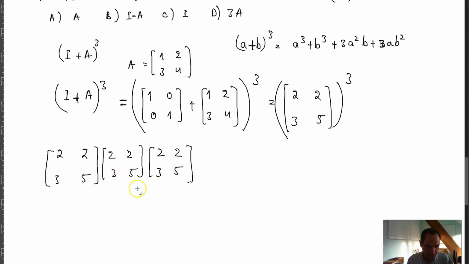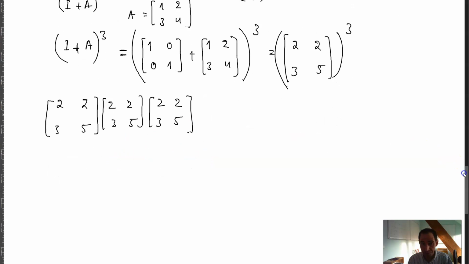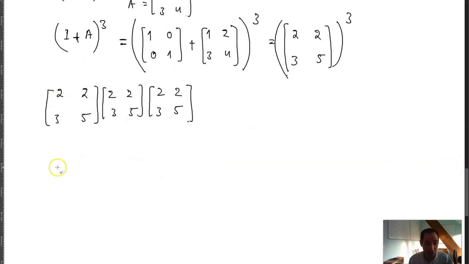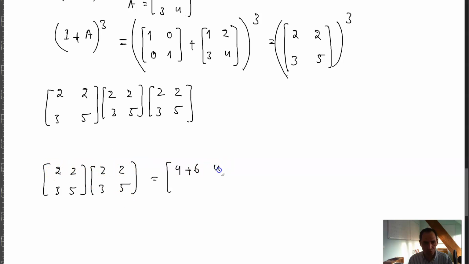And that is the same thing as, now if I do, for example, the first part over here as, for example, [2, 2; 3, 5] times [2, 2; 3, 5], what I will get is 2 times 2 is equal to 4, and 2 times 3 is equal to 6. Then this row times this column, that is 2 times 2 is equal to 4, and 2 times 5 is equal to 10.